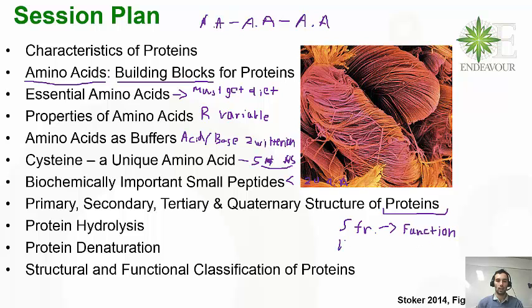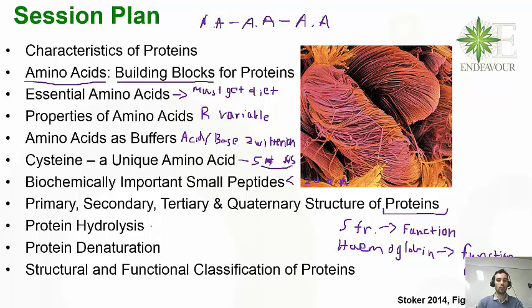For example, hemoglobin has a particular structural arrangement that is different from every other protein, and that gives it a particular function. Its structure, arranged in this way, actually allows it to function to carry oxygen around the body, whereas a different protein will be structured differently and will have another function. So we'll have a look at this relationship between structure and function throughout the session.